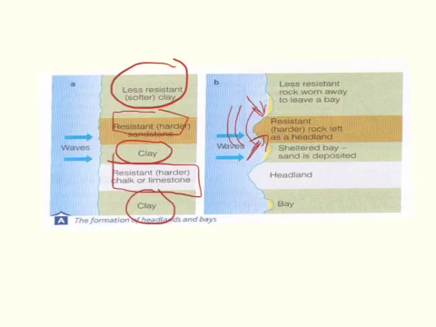Originally it will find an area of weakness, a weak crack, which, if I draw you a little diagram here, this is a side view of a headland. The waves may attack a little weak crack here, which will then develop into perhaps a little cave. Eventually that will break through to create an arch.